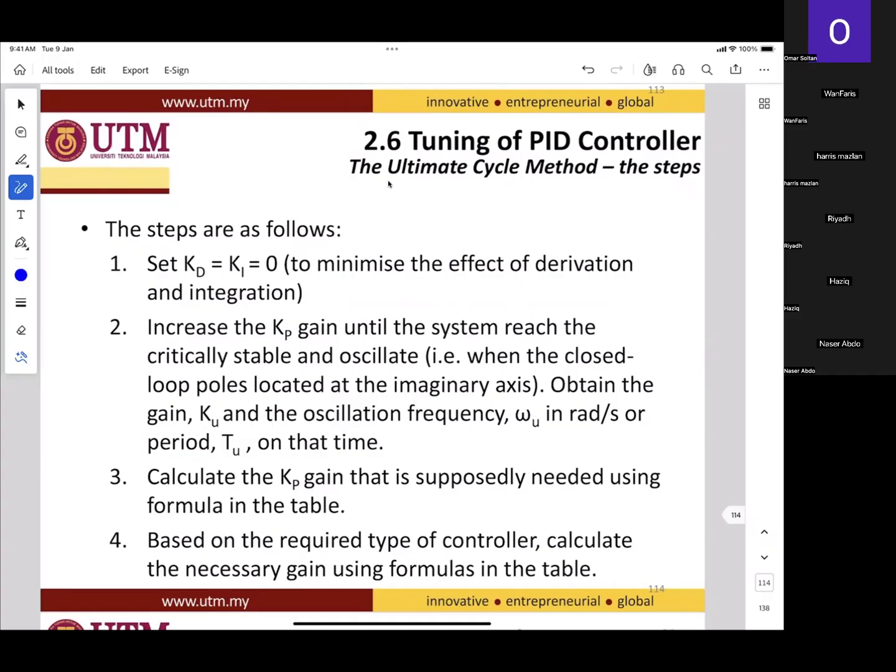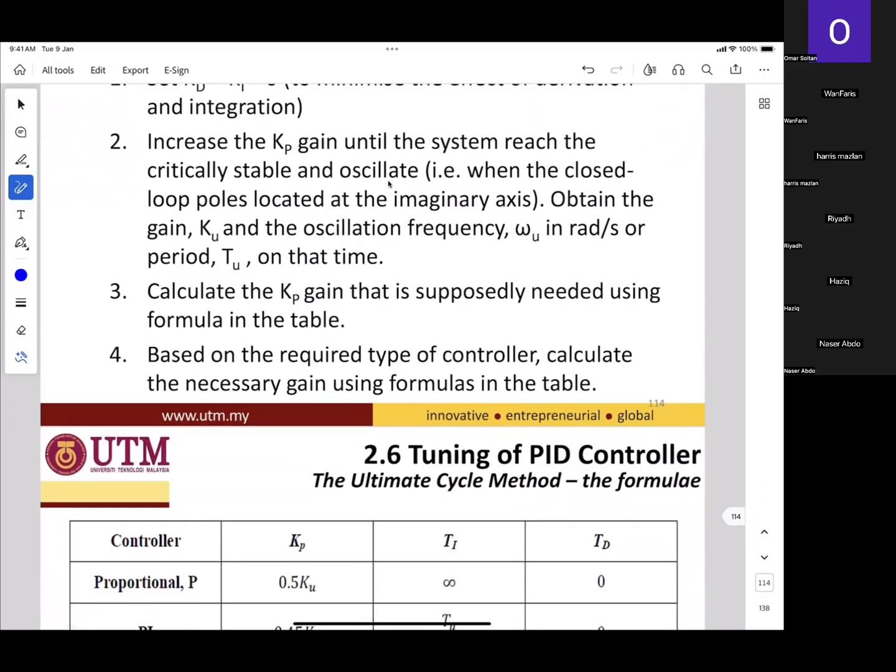Number 3 is you calculate the gain Kp that is needed using a formula in the table. For the Ziegler-Nichols method, a table will be attached to the tests and exams so that you can calculate the gain Kp. And then finally, based on the required type of controller, you calculate the necessary gain using the formulas in the table.